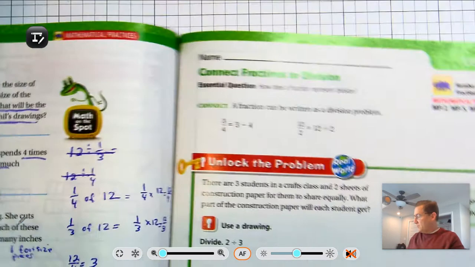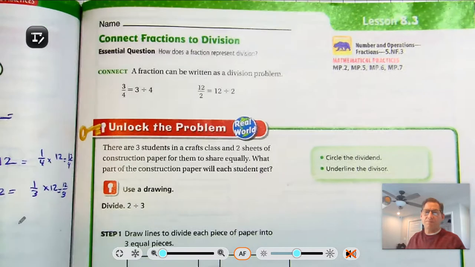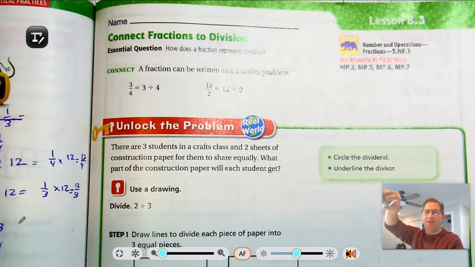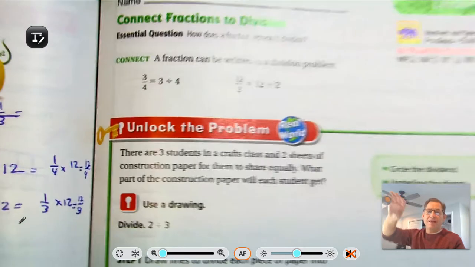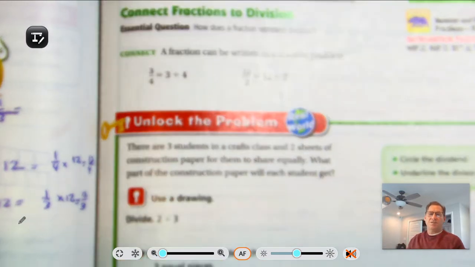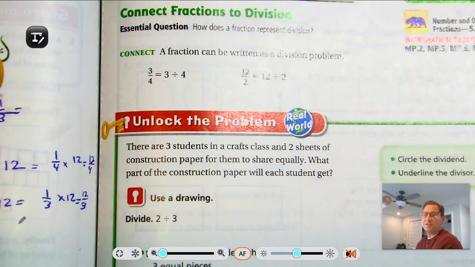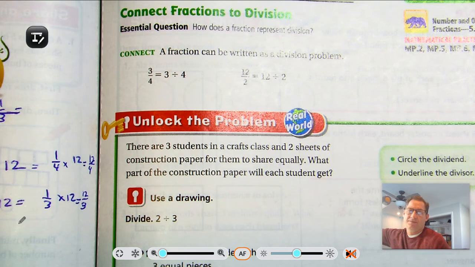Hello, everybody. So let's continue with our discussion of Chapter 8. In this lesson, we're going to talk about connecting fractions to division. Basically, our essential question is: how does a fraction represent division?